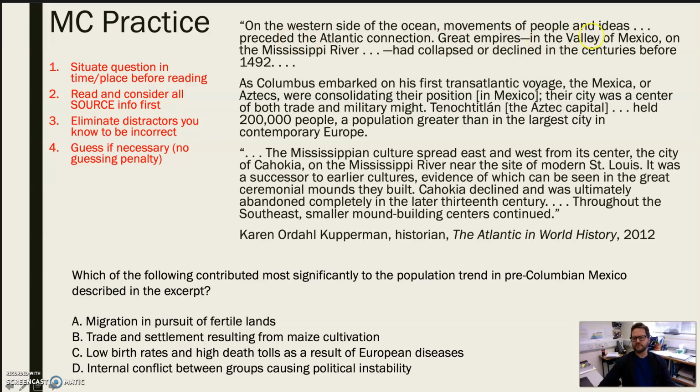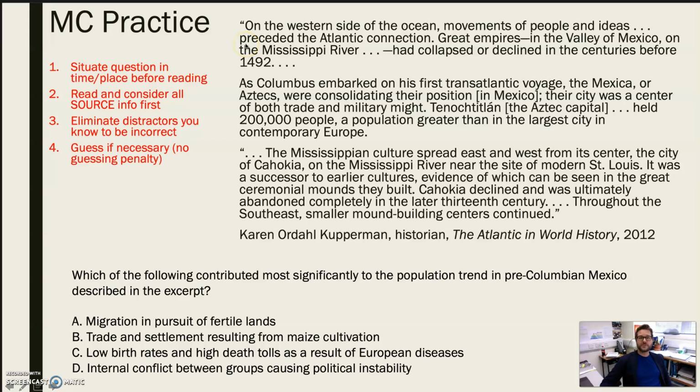So just at a glance, we have Valley of Mexico, Mississippi River, 1492, Columbus, Aztecs, Mayans, Mississippian. So what we know we're talking about right here is early Americas, either pre-1492 or around that first entrance. Mississippi River tells us we've got North America. The fact that we have Aztecs also tells us we have Central America. So that's our region. Time frame we know is pre-Europeanization of the Americas.